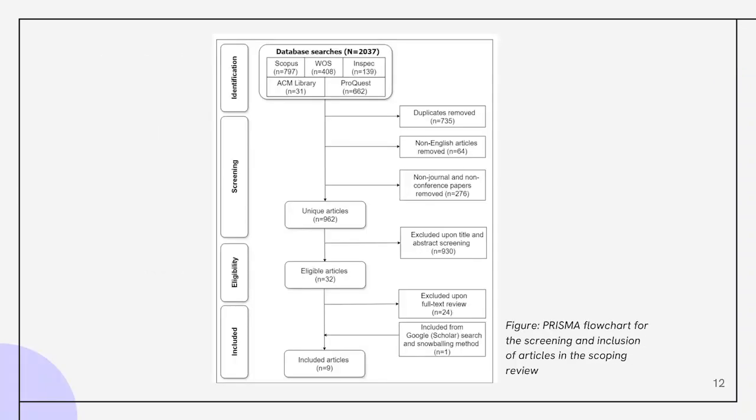This is the Prisma flowchart that shows our screening process. We started off with 2,037 articles, out of which we removed duplicates, non-English articles, and non-journal and non-conference papers. Then we had 962 articles, which we screened based on title and abstract. Then, after that, we had 32 articles. We did a full text review of those articles and included an article from our Google Scholar search and snowballing method. Finally, we included 9 articles in the scoping review.